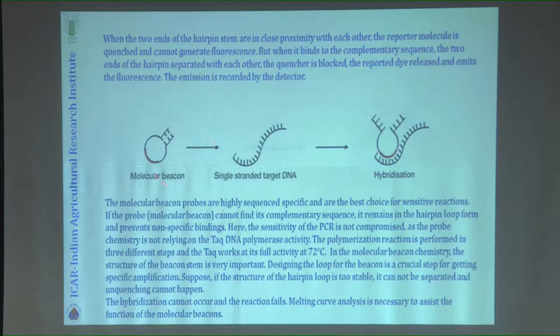Okay, so when you use a probe like a molecular beacon, during amplification you have single stranded DNA coming out, right? Because the beacon has sequence similarity at the central loop, it will go and bind to the single stranded DNA which is amplified in the reaction. When it binds, the two ends become open. So when the quencher and fluorophore get separated, the signal intensity improves. That's what they are using.